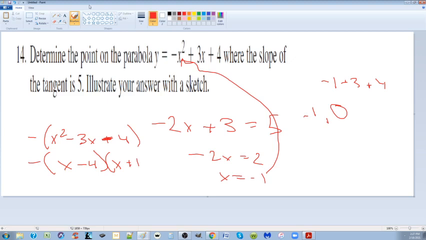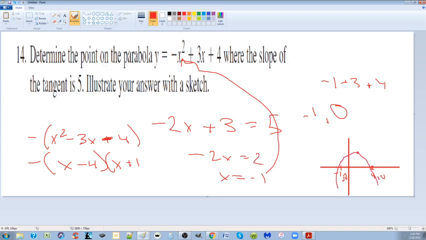And if I was to sketch that on a graph, and I know it's downward facing, it would cut through the points 4, 0, and minus 1, 0. The vertex is halfway between, at 1.5, and I could find the vertex. It's somewhere up here.